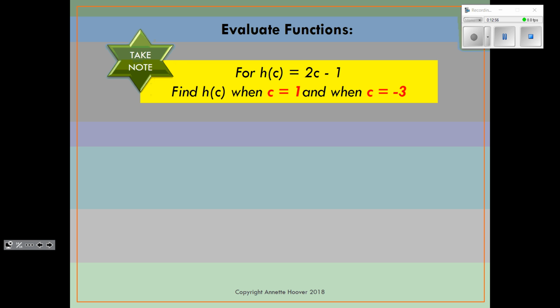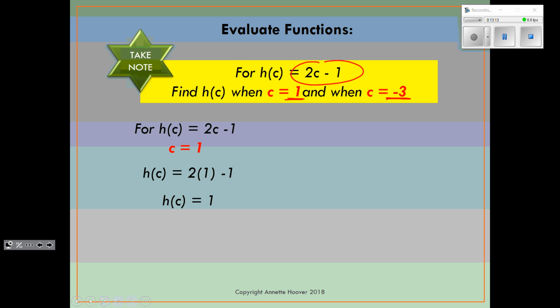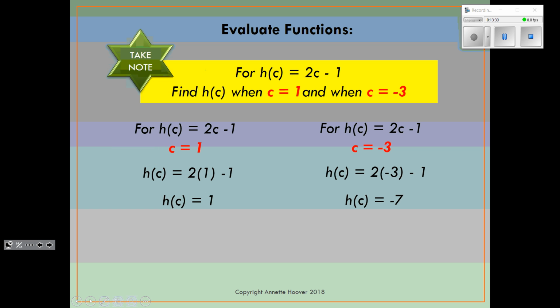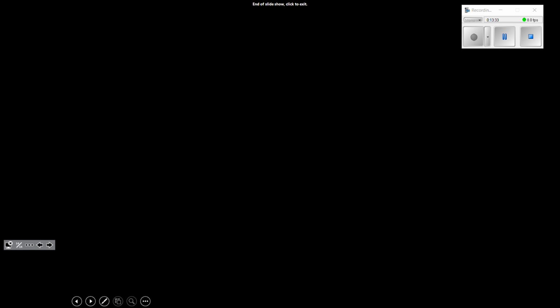This one is on your notes. Again, here's the equation that we're plugging into. First time we're going to plug in a 1. Second time we're going to plug in a negative 3 to that equation. So with the first one, when we plug in a 1, it would be 2 times 1 minus 1, which is 1. In the second example, we're going to plug in a negative 3. So that would be 2 times negative 3 minus 1, which is negative 6, plus a negative 1, which is negative 7. That, I believe, concludes our lesson on functions today.